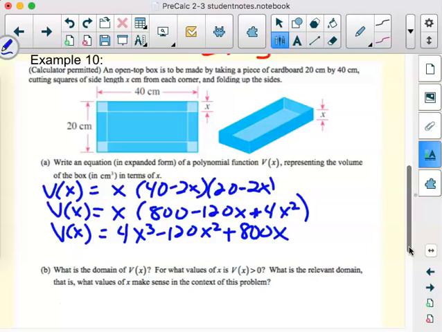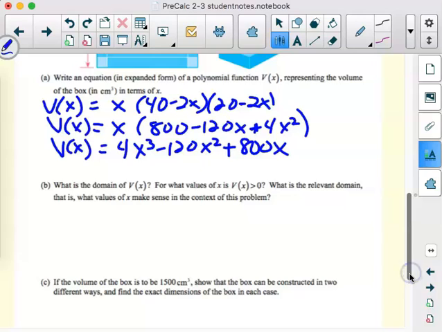And then at this point we're wondering, well, what do they want? You know? We've got this open top box. We've written ourselves a model for it in terms of x. And then we go down to B, and they're kind of leading us through the steps that we used last time. And it says, what is the domain of v of x? For what values of x is v of x going to be greater than 0?